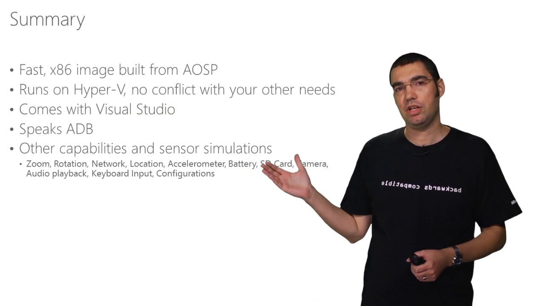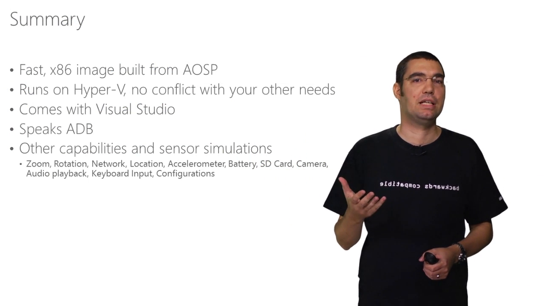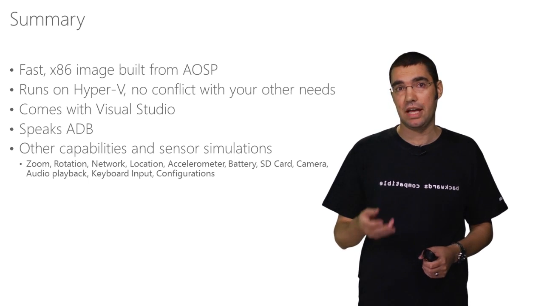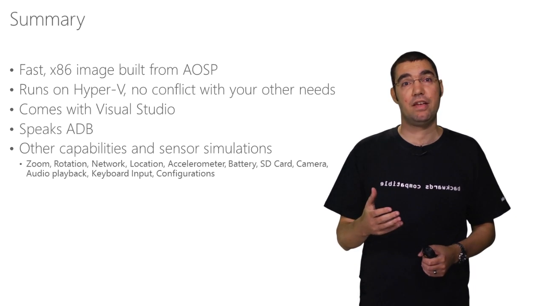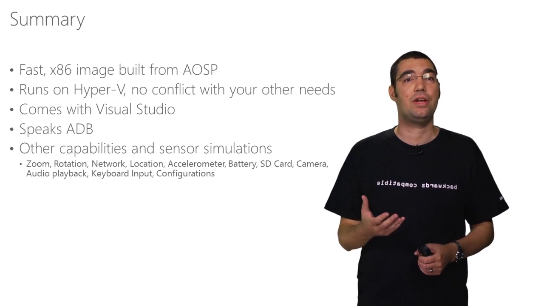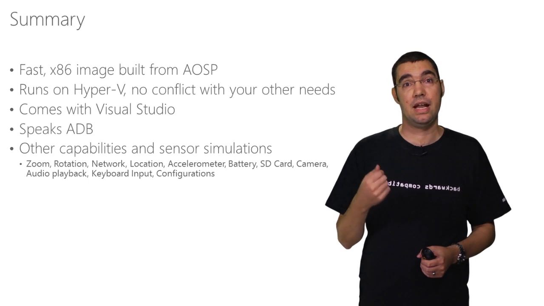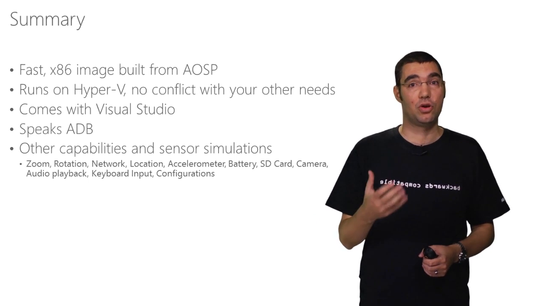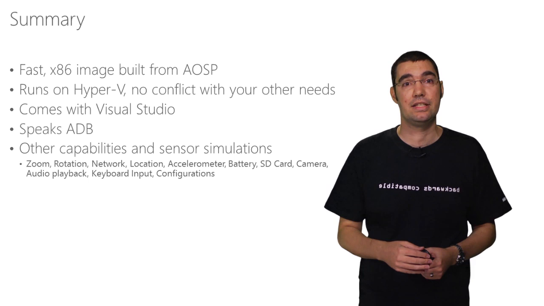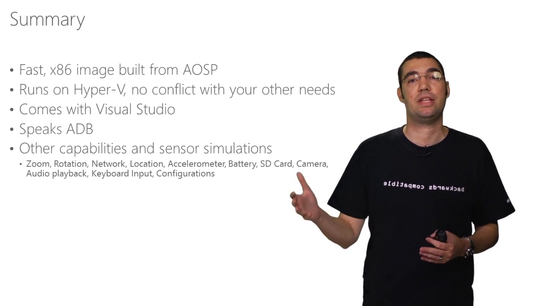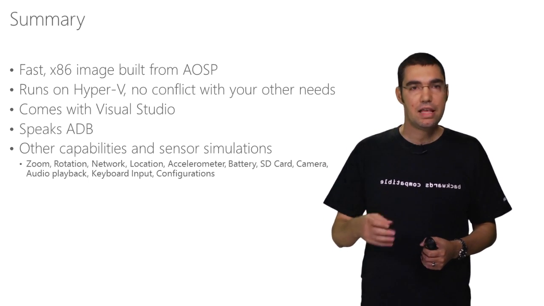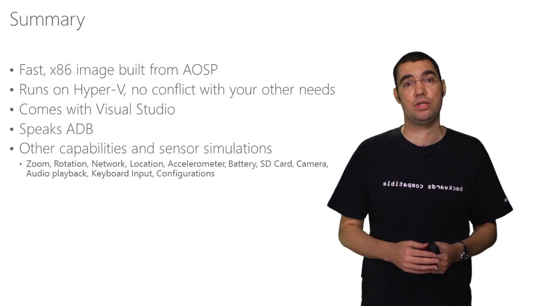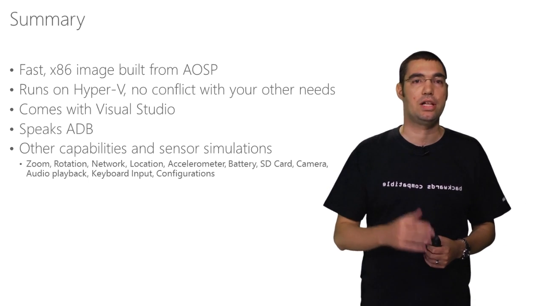So in summary, as you can read on the last bullet, those are some of the capabilities and sensor simulations that I've shown you earlier in the demo. But if you're going to take three things away from this, you should take that we are announcing a Visual Studio emulator for Android that is fast, built from an x86 image from the Android Open Source Project. It runs on Hyper-V and does not conflict with your other Hyper-V needs. And it comes with Visual Studio, so there's no separate acquisition step required. I'll give you a fourth one, which is that it speaks the ADB protocol, which means that if you do want to use our emulator from a different IDE, you're welcome to do so.